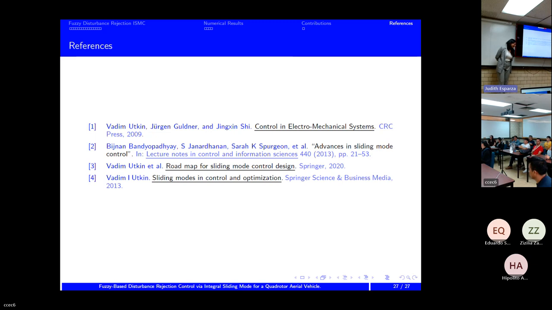One question. It's not clear to me how you use the integral sliding mode. Where do you use the integral? Because I see a traditional sliding mode, not integral.